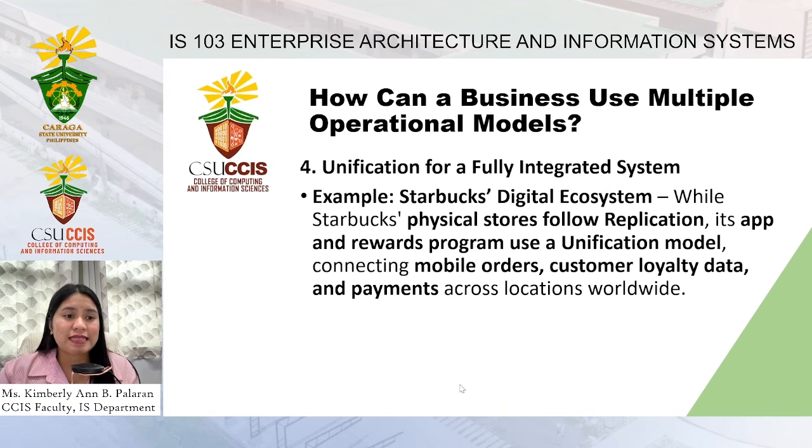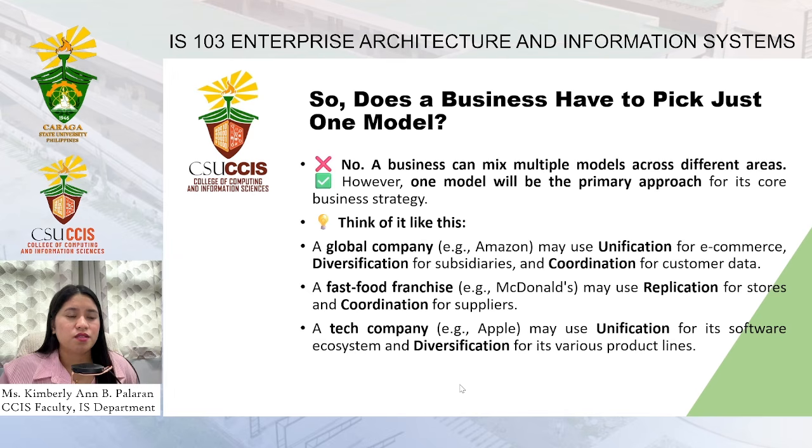In the physical store, they have what is called a rewards program, an app and reward system that uses a unification model, connecting mobile orders, customer loyalty, data, and payments across locations worldwide. So they have a unified or centralized system that monitors their orders, customer loyalty, data, and payments across locations worldwide. So, does a business have to pick just one model?